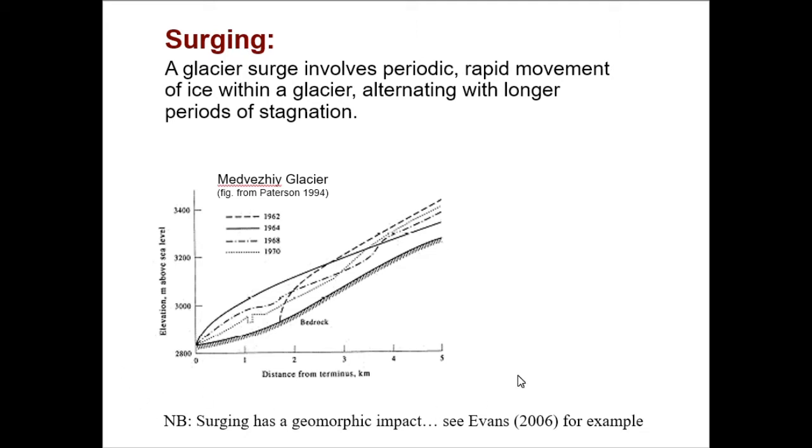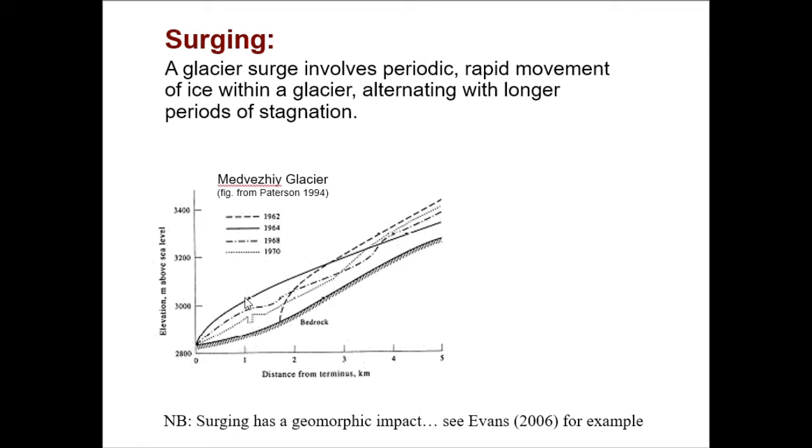And this diagram from Patterson illustrates what impact that can have on the morphology and the extent of a glacier. This is a glacier with its profile marked for different dates. So 1962, thicker, steeper and shorter profile. 1964, a surge: ice is transferred from the upper portion to the lower portion, so we have a thinner, more gently sloping and more extended glacier.